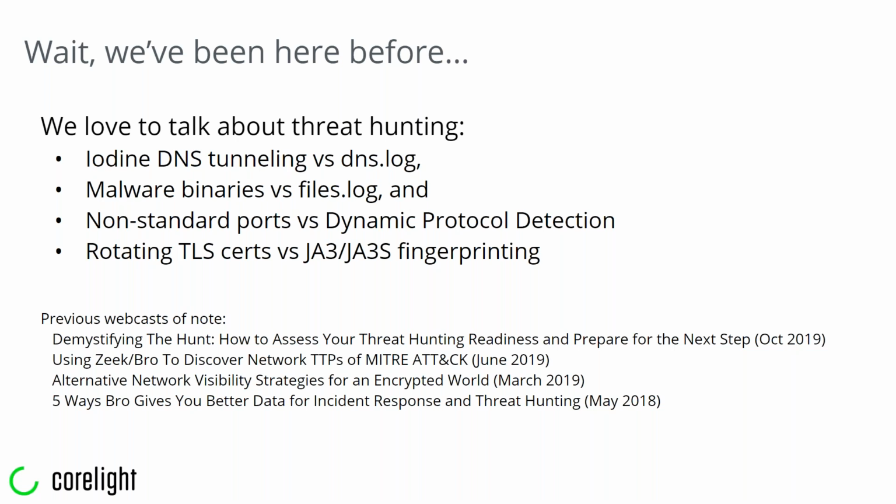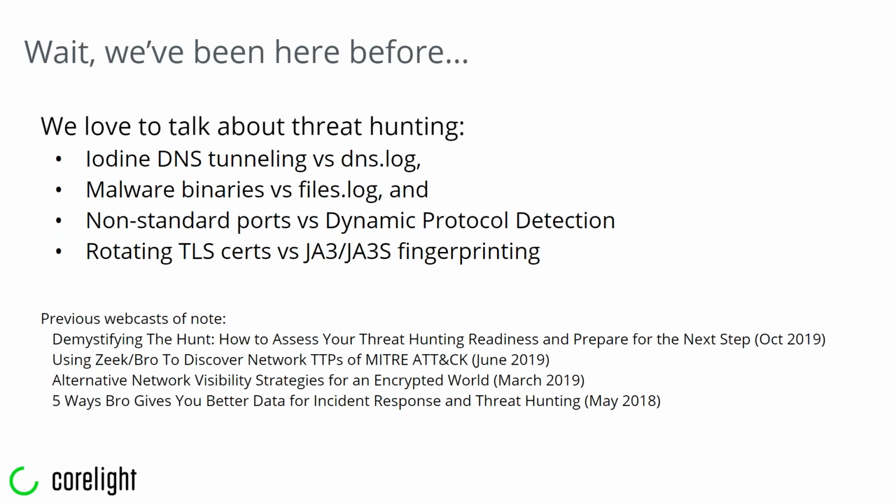But you might see, for example, using tools like Iodine to tunnel DNS traffic and identifying that in things like our DNS log. You might have heard Matt talk in some of the previous talks about analyzing malware binaries and pulling file hashes by extracting files out of live network traffic and analyzing those against open source tools. We talked about non-standard ports, malware that uses, for example, port 443 to bypass detections in things like IDSs and firewalls.